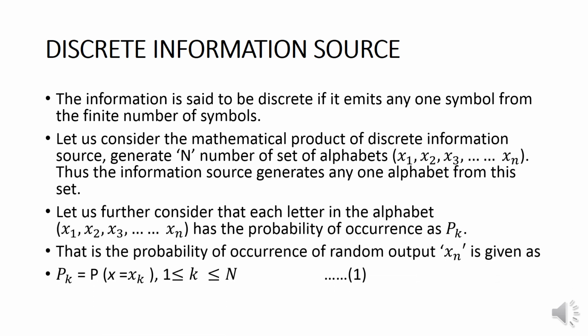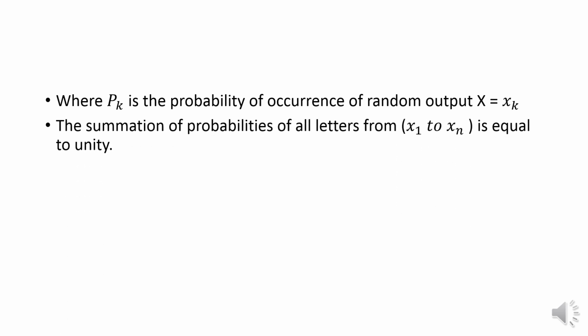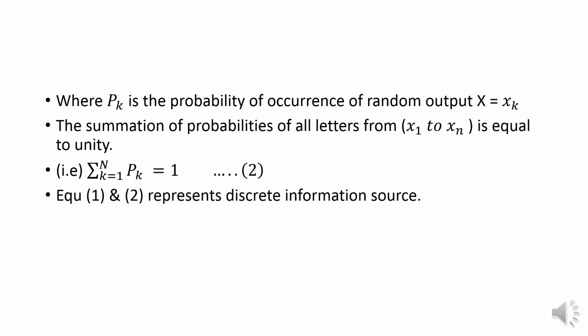That is, the summation for k equal to 1 to n of pk is equal to 1. So equations 1 and 2 represent the discrete information source.